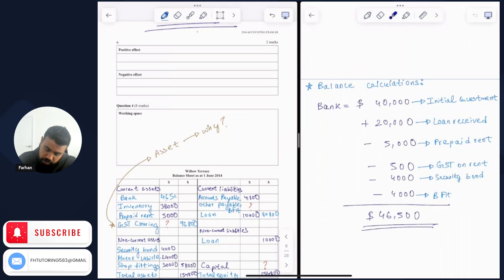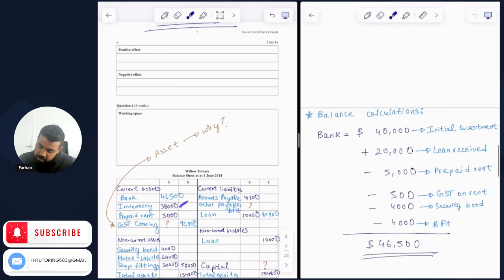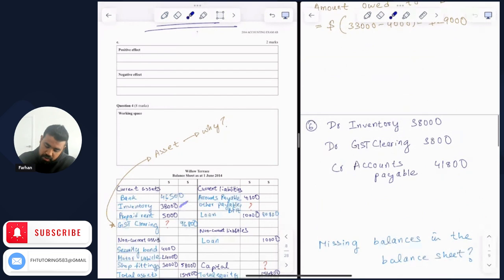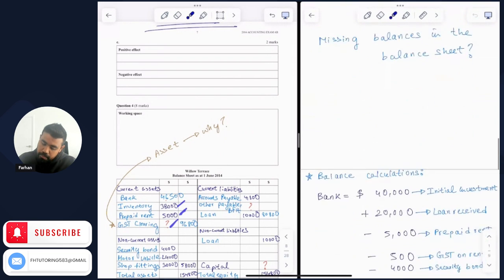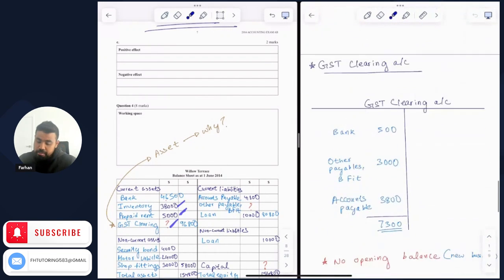Okay, so inventory is 38,000, which is what we have seen in transaction number 6. Prepaid rent is 5,000. We already know that. So what about GST clearing now? Okay. So I've prepared a ledger account for the GST clearing.